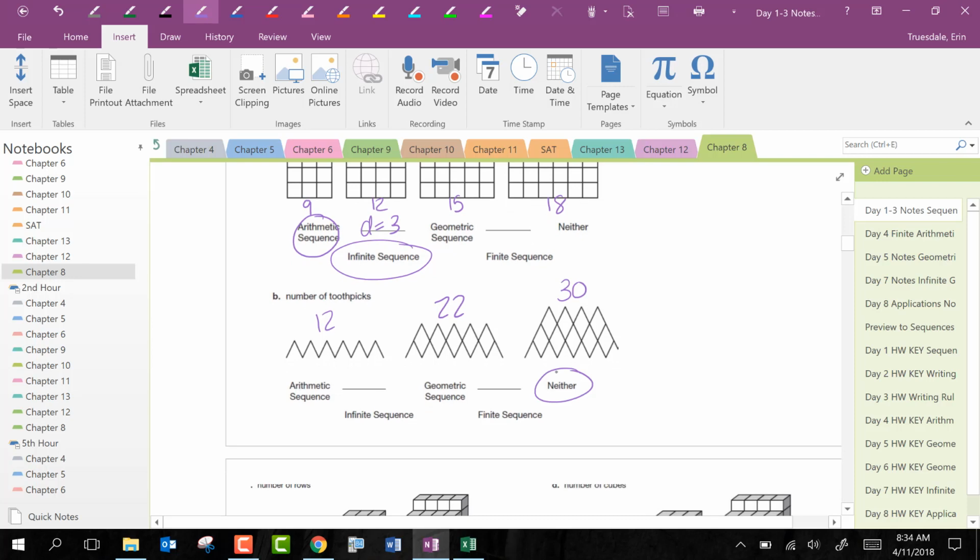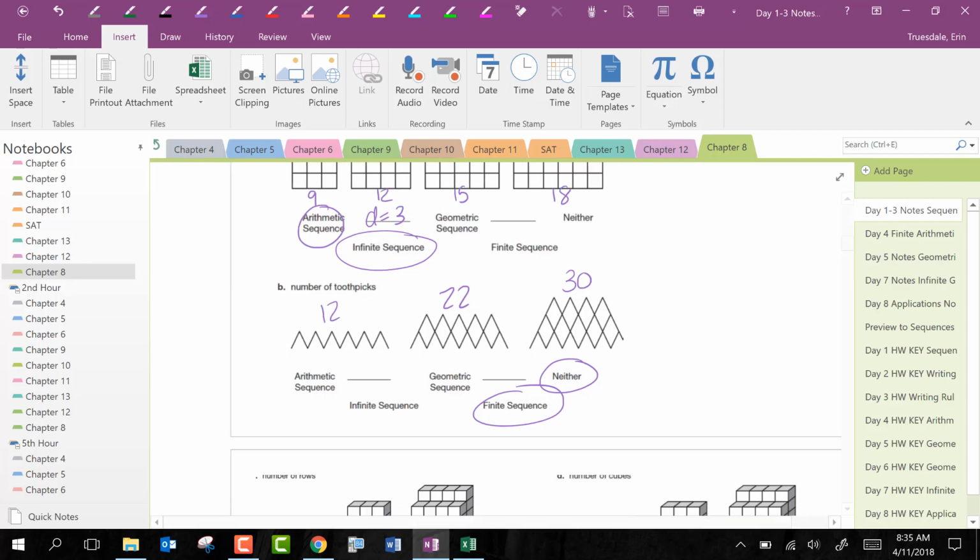Would this pattern conceivably be able to be continued forever? No, right? Because eventually it's going to hit that top and you're not going to be able to add anymore. So this is what we call a finite sequence. Eventually it's going to stop. You can't go any further. Okay, flip it over.